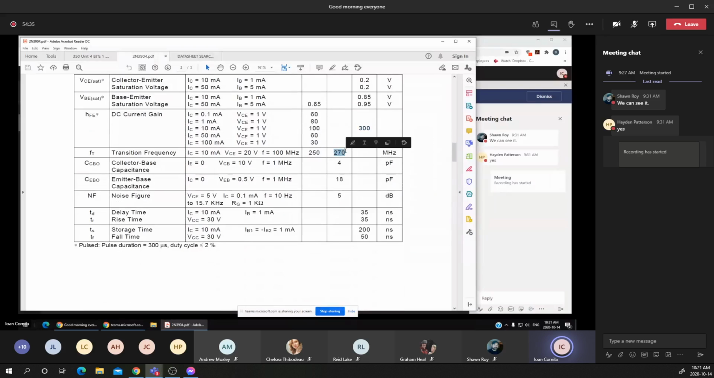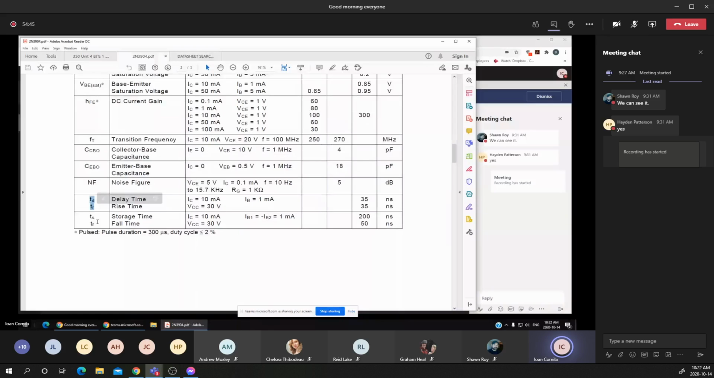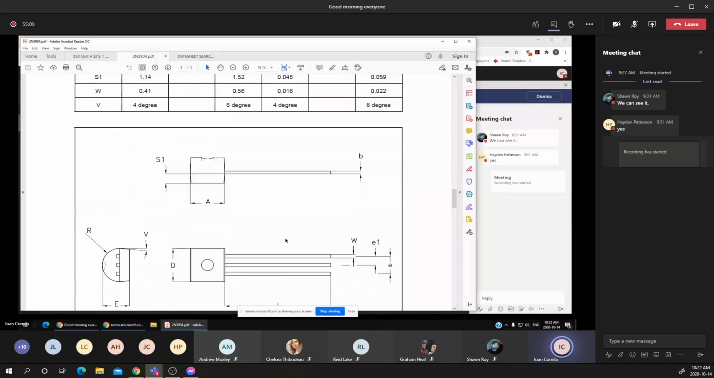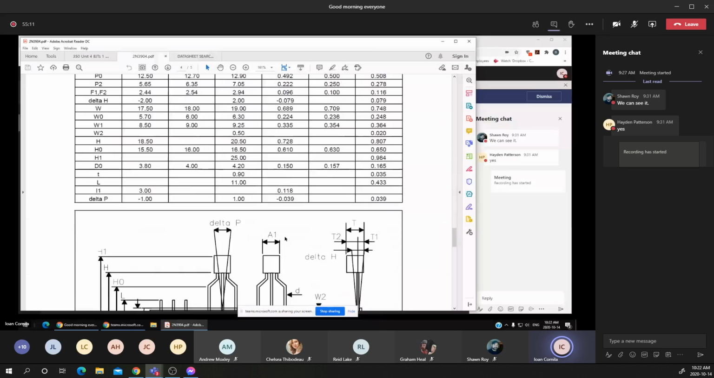You notice that there is a restriction in the maximum bandwidth. We'll discuss it a bit later when we talk about the transistor as a switch, the TD and the TR, the delay time and the rise time. You notice that those are two values in nanoseconds, which will actually limit the maximum frequency of the transistor in circuits. Technical data, that's the physical dimensions.